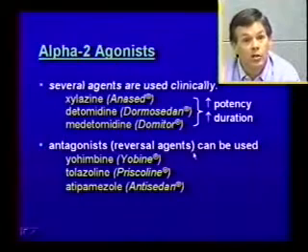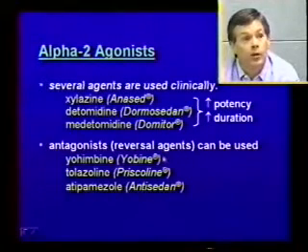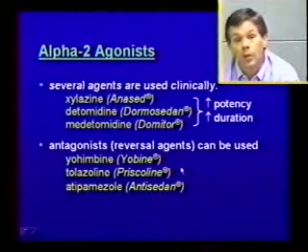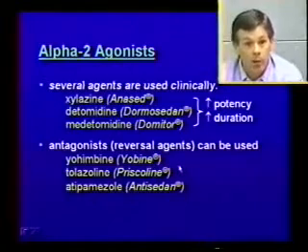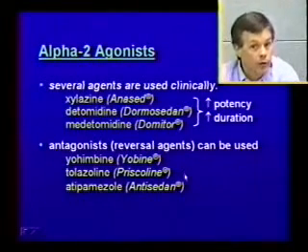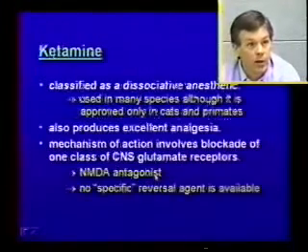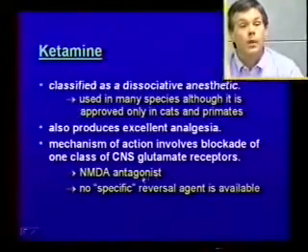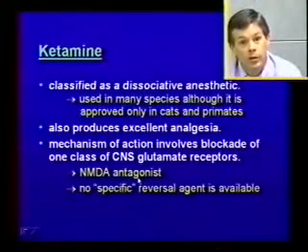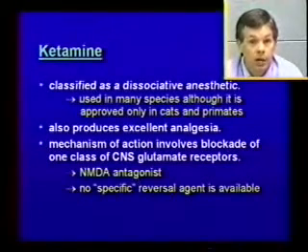All of these drugs can, to some degree, be reversed by specific reversal agents, which are characterized by the three listed here: yohimbine, tolazoline, and atipamezole are all very effective alpha-2 adrenergic blocking agents that are able to reduce to some level all of the effects of the alpha-2 agents. The final group of drugs that are used, at least for central nervous system blockade of pain, is ketamine.